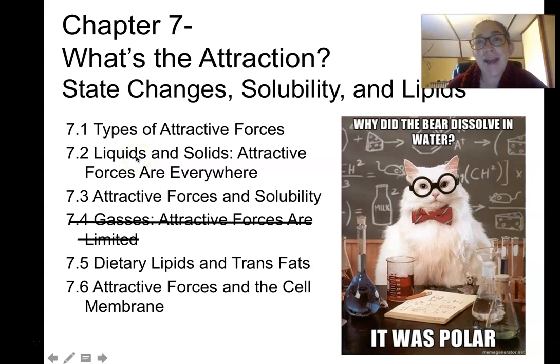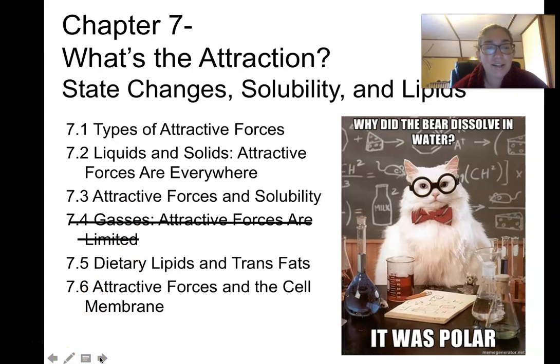We'll also talk about how attractive forces contribute to solubility rules, what dissolves in what, and then maybe you'll understand this cat meme joke over here. We'll talk a little bit about applying attractive forces to dietary lipids and fats, but we'll talk more about those in a later unit. And then lastly, the importance of those attractive forces in biological organisms at the cellular level.